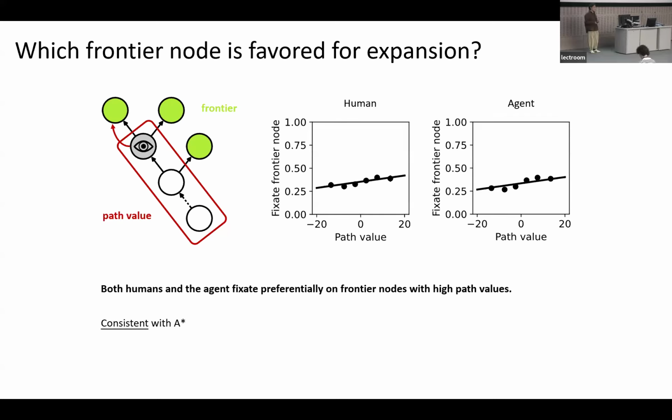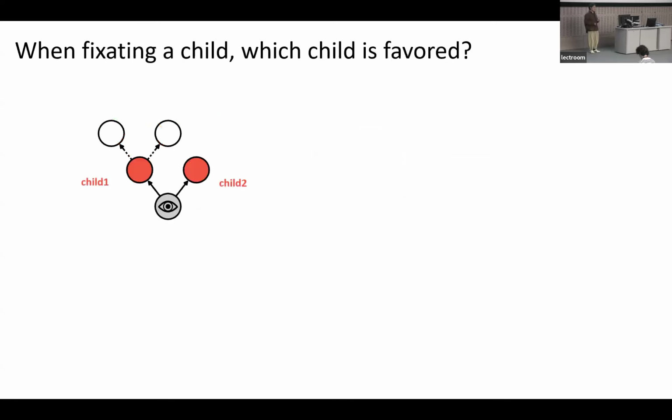Okay, so we see that search is guided by path value, but what about Q value? Suppose the current fixated node has two children, child 1 and 2. In this case, rollout tends to revisit the child with higher Q value.